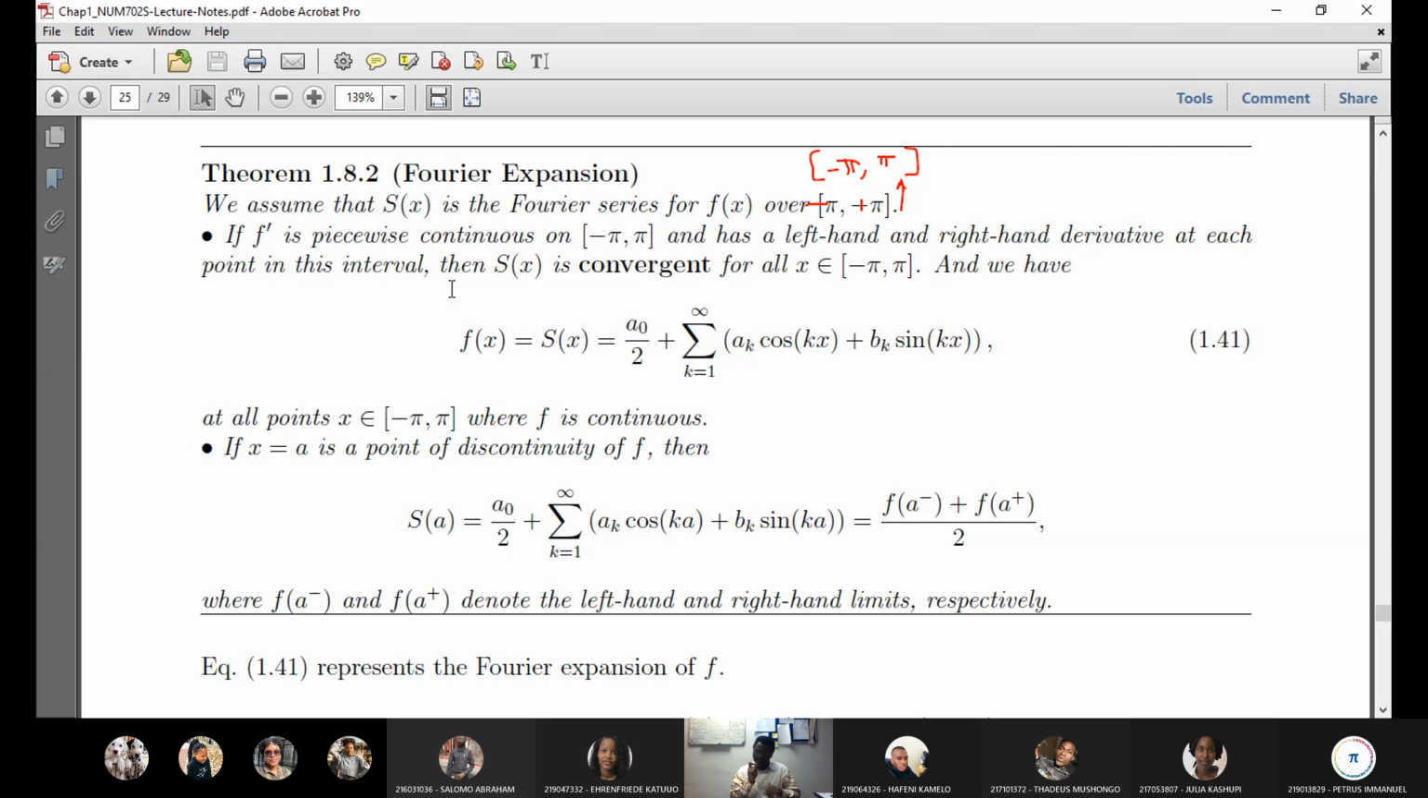Meaning that if I take a point in the interval negative pi to pi, any point in that interval, the derivative, I will write it somewhere here. What that means.